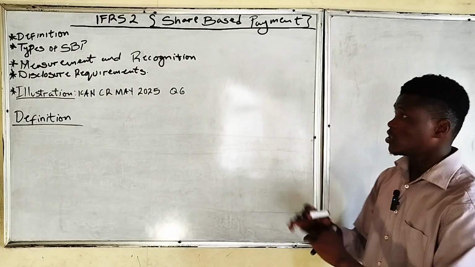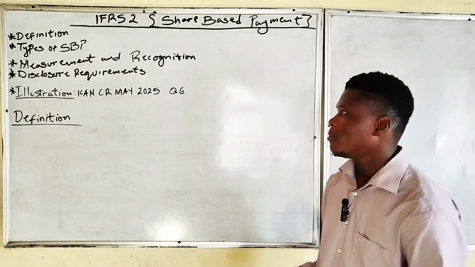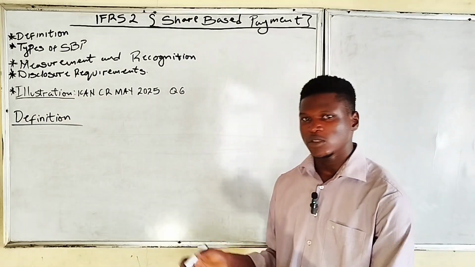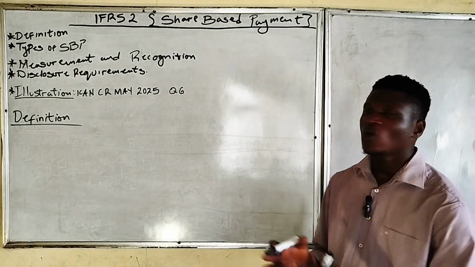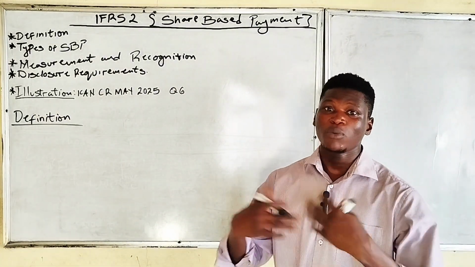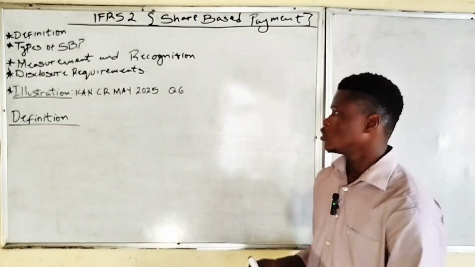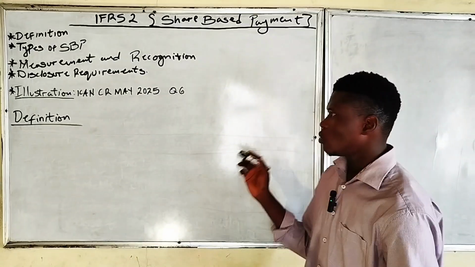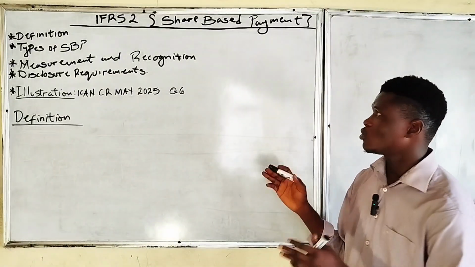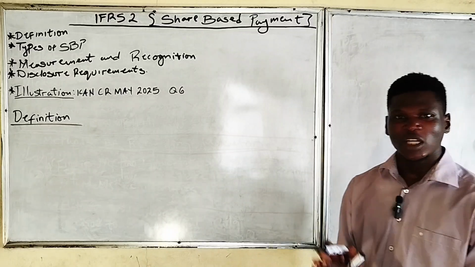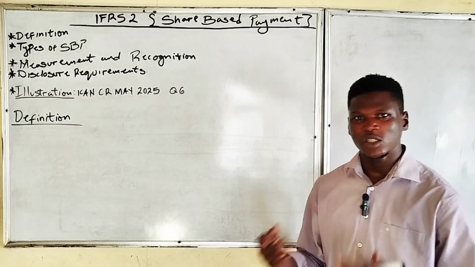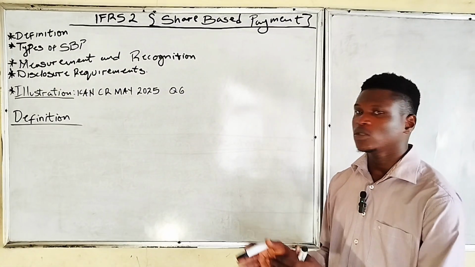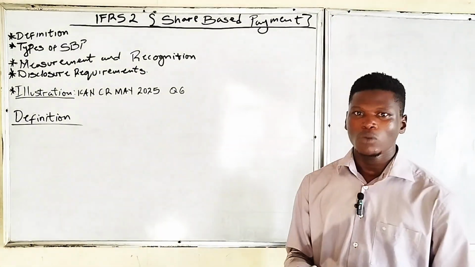Share-based payment is a transaction whereby an entity buys or purchases goods and services or enjoys services of an employee or employees in exchange for payment through either cash or through shares. So once again, the definition of IFRS 2 share-based payment is a transaction where an entity purchases goods and also enjoys services of employees in exchange for payment through shares and or through cash.